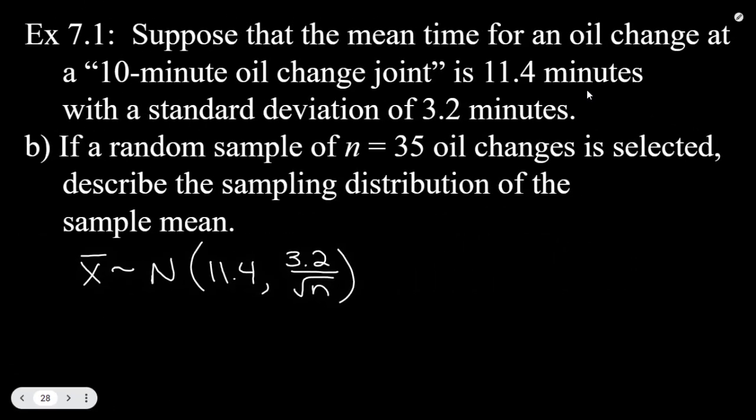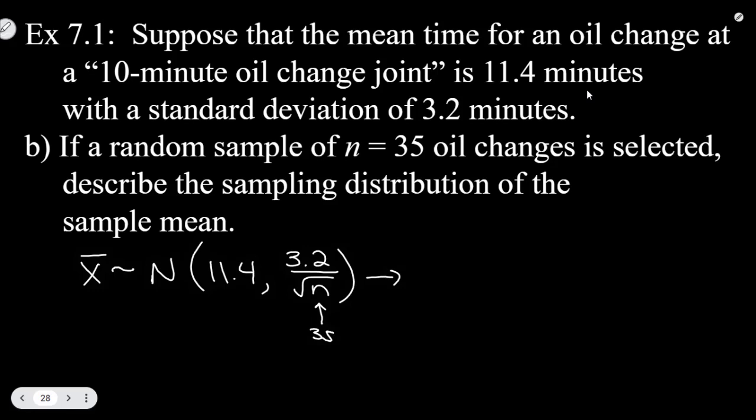For part B, we've still got this same situation, but if a random sample of 35 oil changes is selected, describe the sampling distribution of the sample mean. So we've got everything laid out here already. We're just going to add this one extra piece of 35. So we'll take the square root of 35.